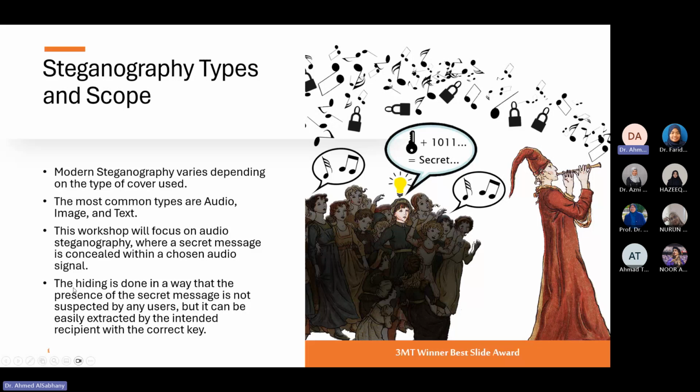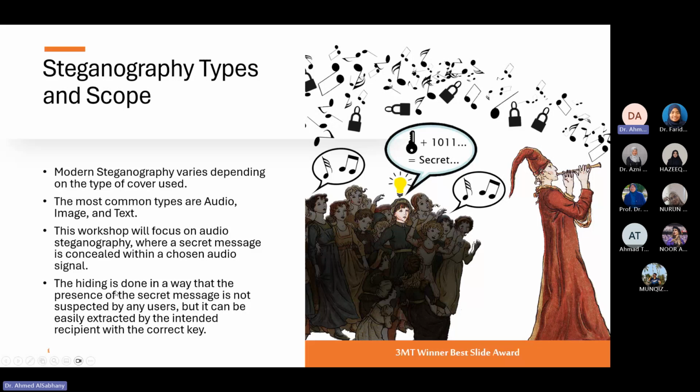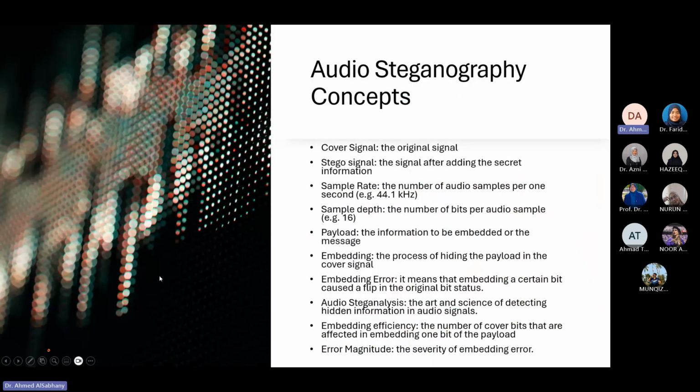Moving forward, the hiding is done in a way that the presence of the secret message is not suspected by any users, as we can see in this slide. So the main goal is that the existence of the message is denied or secured, but it can be easily extracted by the intended recipient with the correct key. So only the intended recipient can understand the message.